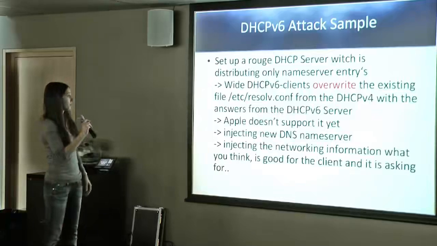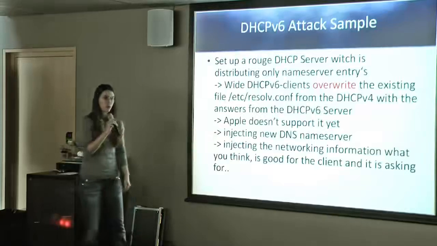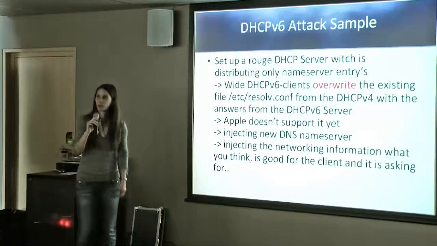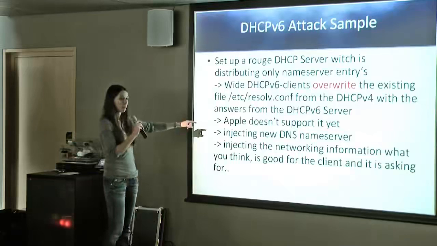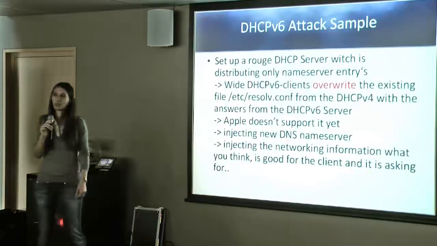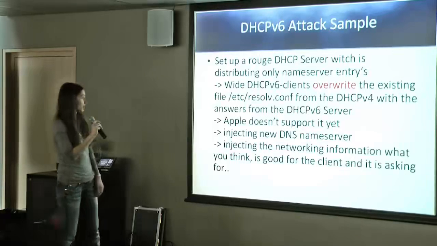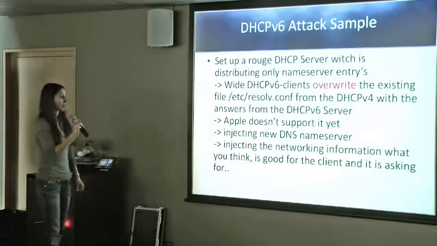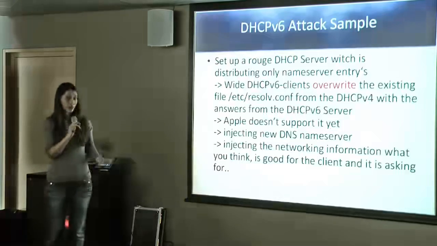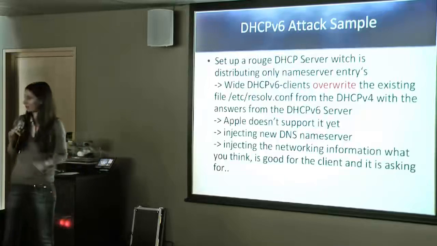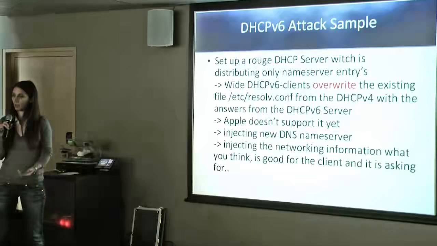So that's what we are seeing. You can just inject a new DNS server. You can use your own, and the client goes over your DNS to reach some homepage. And what we see is Apple doesn't support it yet, so they don't have any implementation to use DHCPv6. We can just inject the network information, and maybe we can use this to make the client and the network go over our name server. Apple doesn't have any client for DHCPv6.